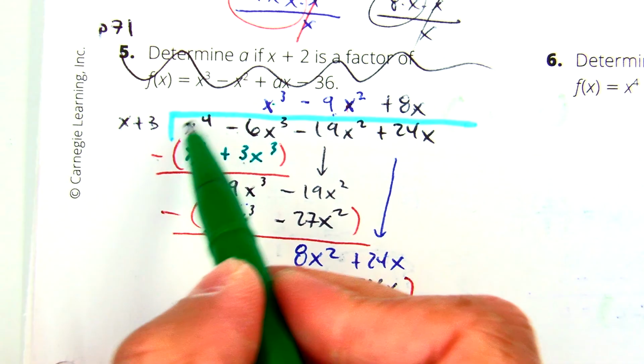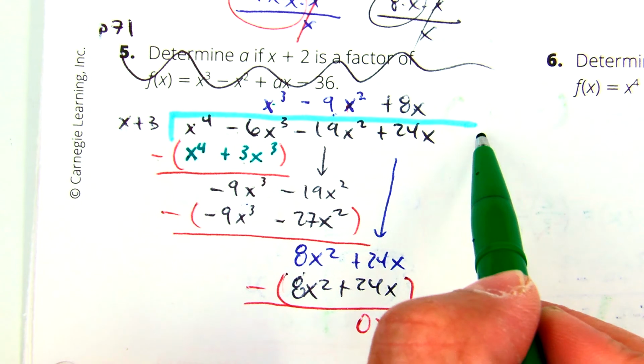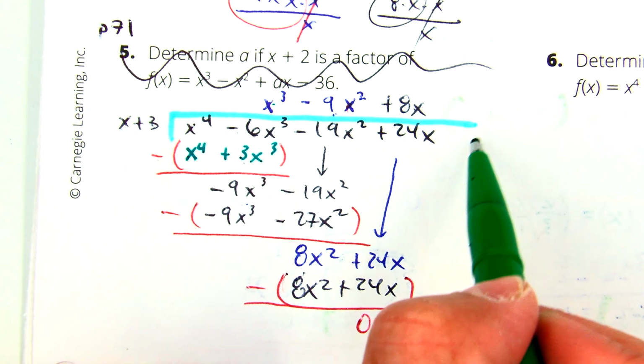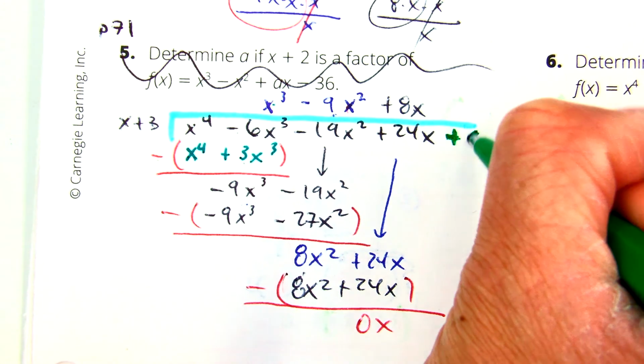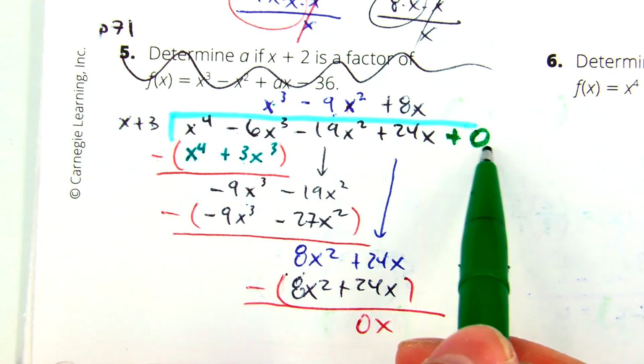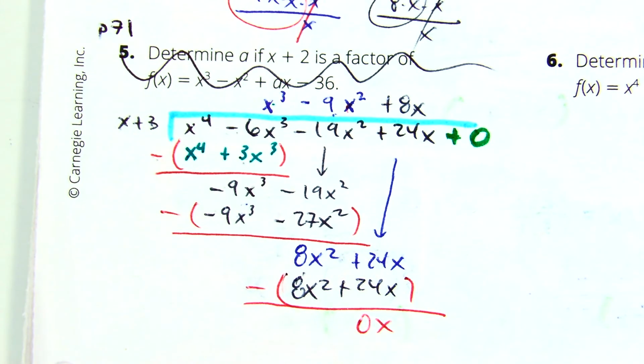X to the 4th, x to the 3rd, x squared, x to the 1st, x to the 0 power. X to the 0 power is just 1. So really it's just 1 times 0. So we're missing a 0 here. We're missing just a constant, they call it. Write that down. And it is weird that you're just going to have a 0 that's going to drop down, but keep doing it.